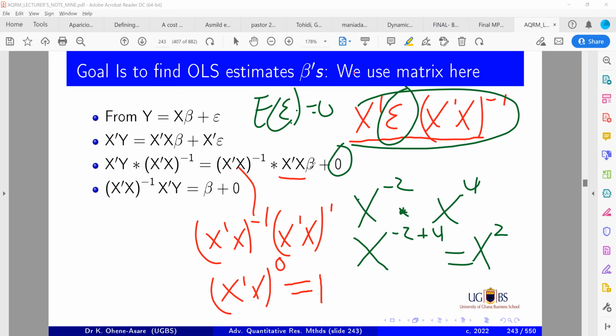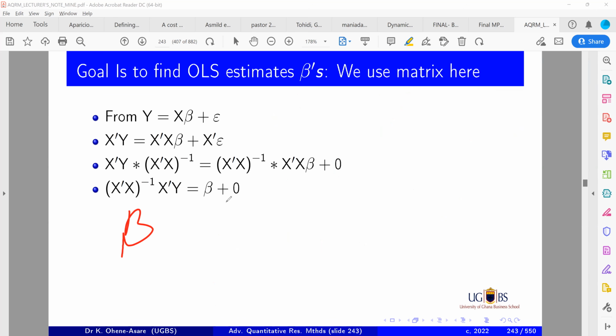1 is multiplying beta. And so you are left with what? Beta. That is how come the right-hand side here is beta, but the left-hand side is still there. Lower your hands, please. And so on the basis of that, you can now conclude that this beta is equal to x prime x to the power -1, x prime y. This is a simple thing. This is what the software is using.